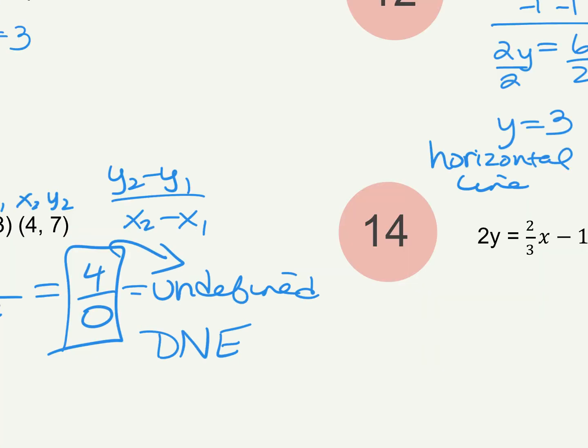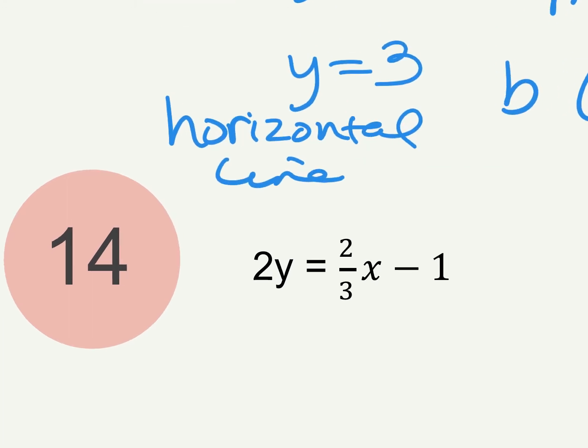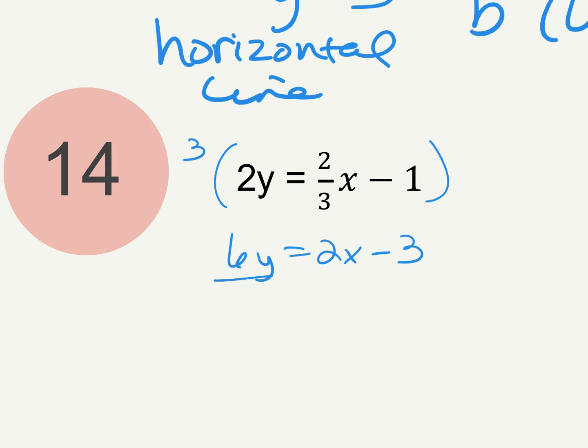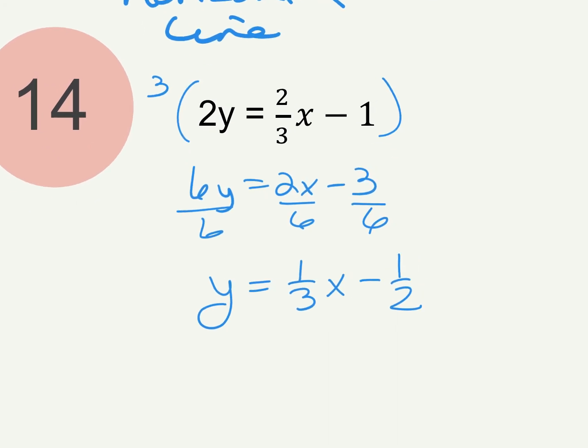14, I'm going to put it into y equals mx plus b. I'm going to get rid of the fraction first. So I'm going to multiply everything by 3. 6y equals 2x minus 3. Divide everything by 6. And y equals, I'm going to simplify 2 over 6 to 1/3, and simplify 3 over 6 to 1/2. So my slope here is 1/3, and my y-intercept is (0, -1/2).